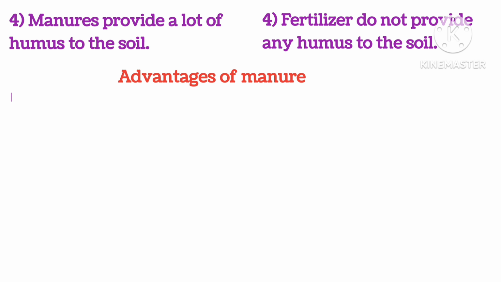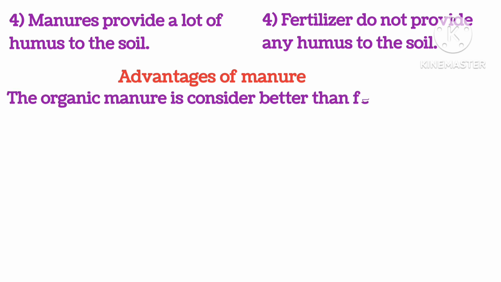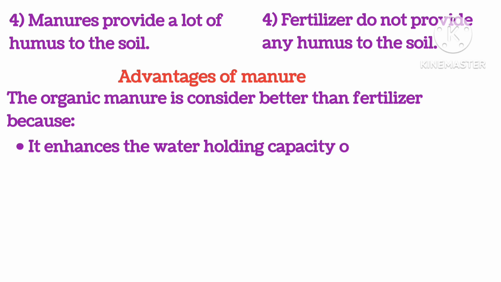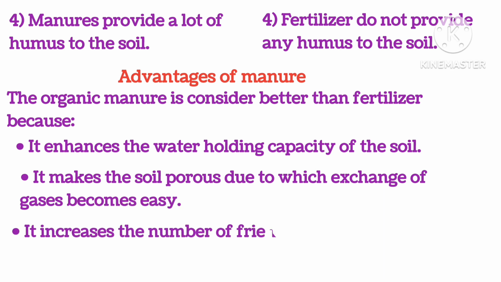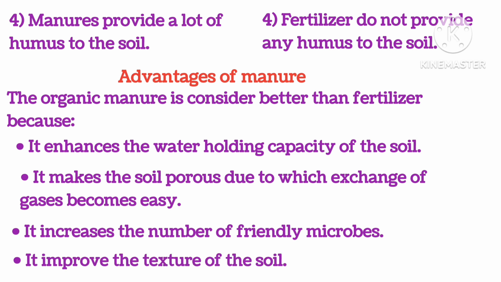Advantage of manures. The organic manure is considered better than fertilizers because first, it enhances the water holding capacity of the soil. It makes the soil porous, due to which exchange of gases becomes easy. It increases the number of friendly microbes. It improves the texture of the soil.